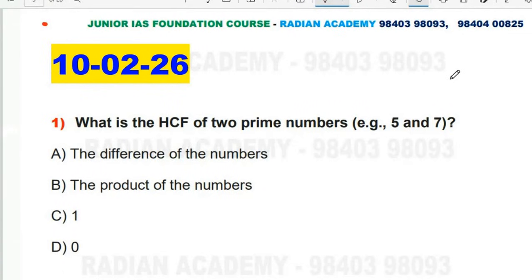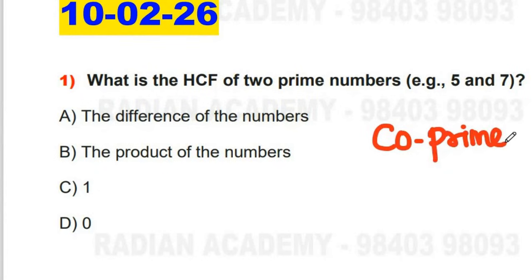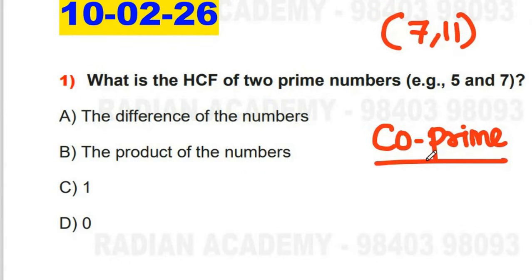So the first question: what is the HCF of two prime numbers like 5 and 7 or 11 and 13? Any two prime numbers are always co-prime. Is my statement correct? Yes, any two prime numbers are always co-prime. But co-prime numbers need not be prime individually. For example, 24 and 25 are co-prime, but both are not prime numbers.